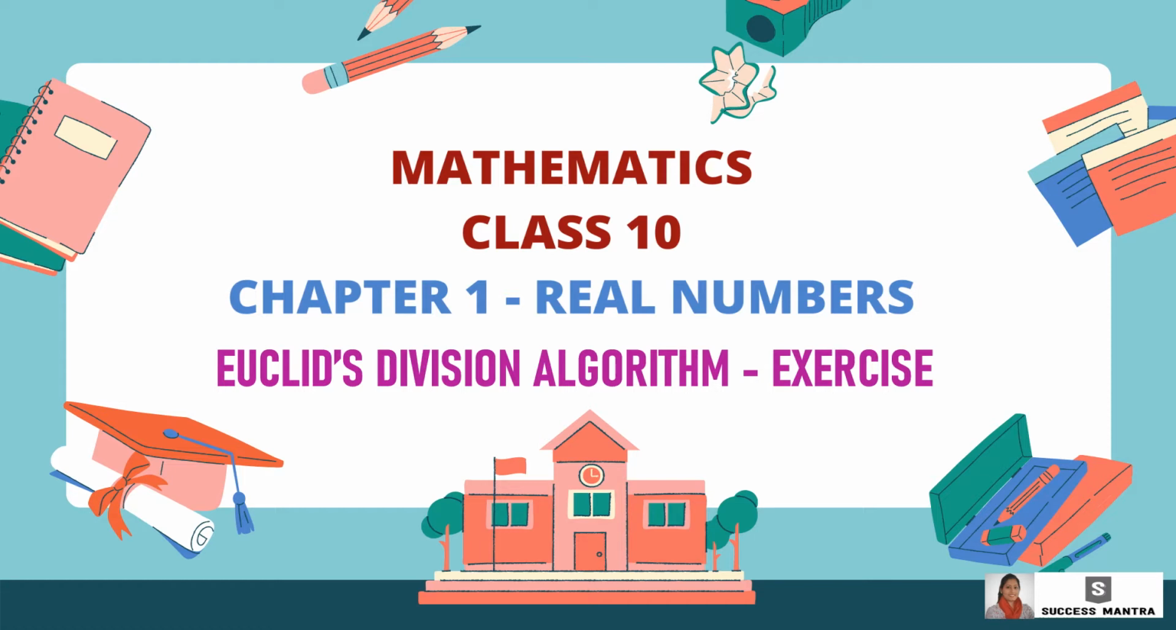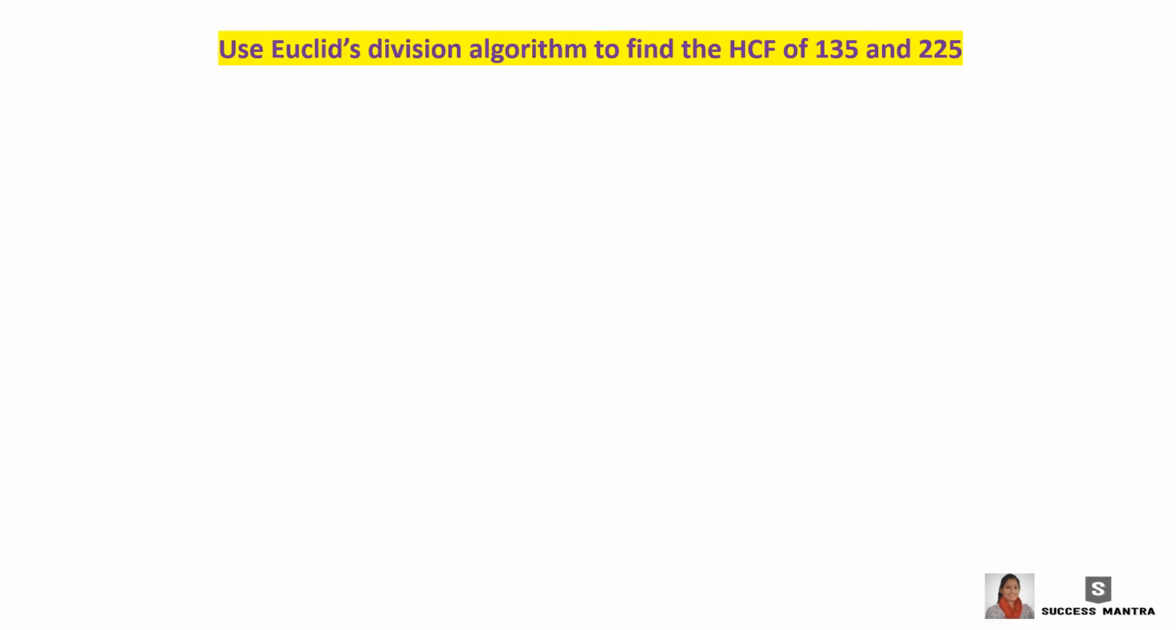Today we will discuss more exercises on Mathematics Chapter 1 Real Numbers. Let's begin with our first problem, that is, use Euclid's division algorithm to find the HCF of 135 and 225.